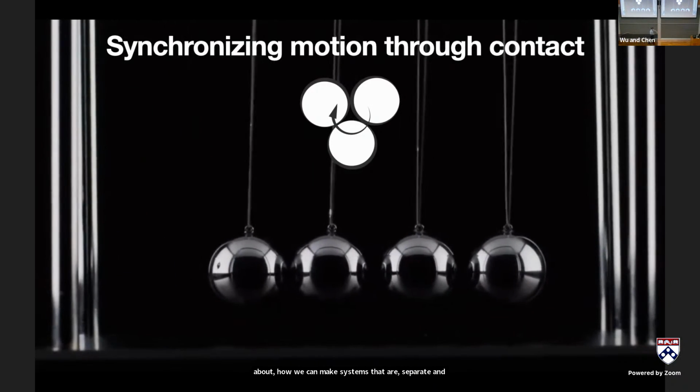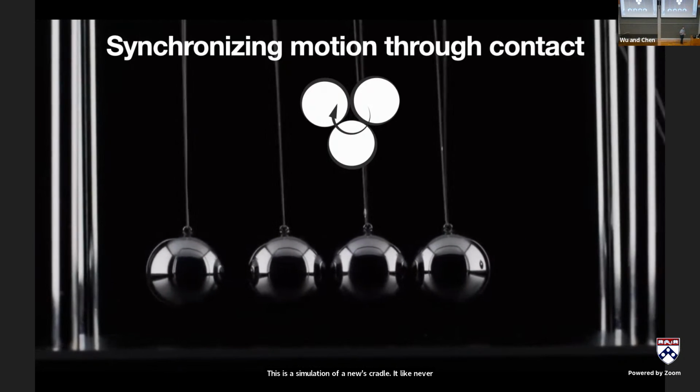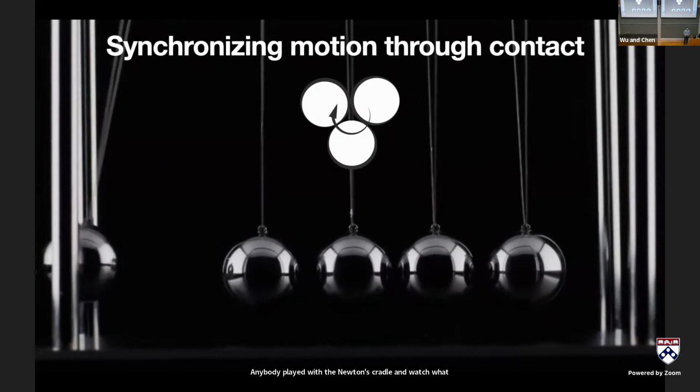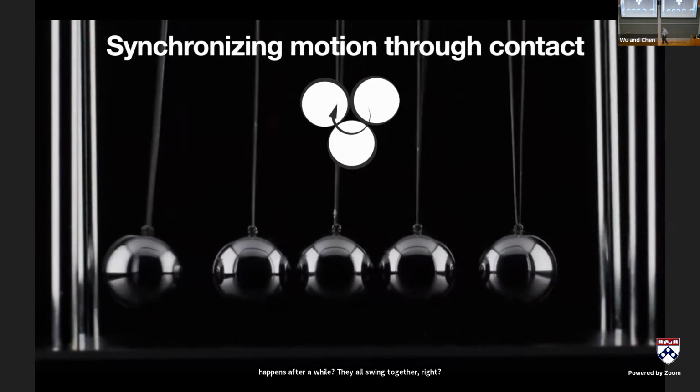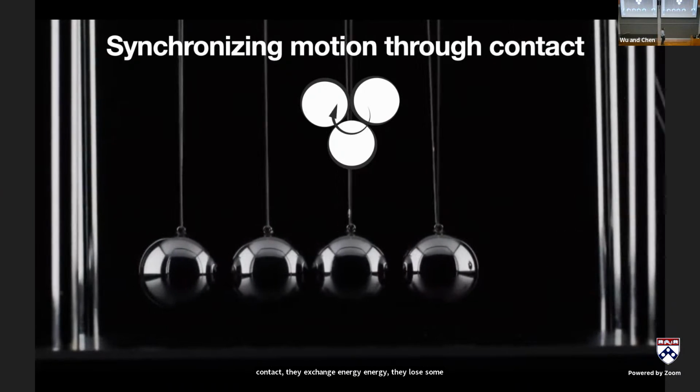This is a simulation of a Newton's cradle. It never ends. It just goes forever. Anybody played with a Newton's cradle and watch what happens after a while? They all swing together, right? They're only interacting through contact. Through that contact, they exchange energy, they lose some energy. Eventually, they all end up moving together from any initial condition, okay?